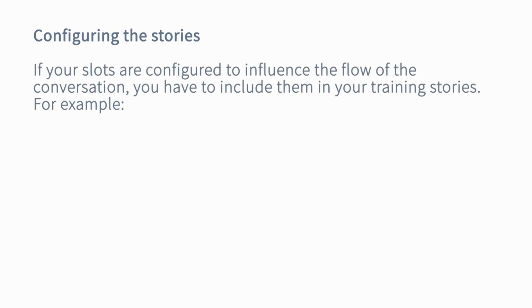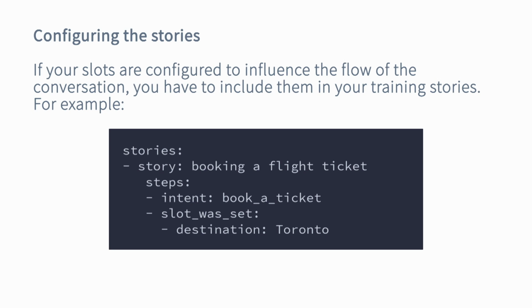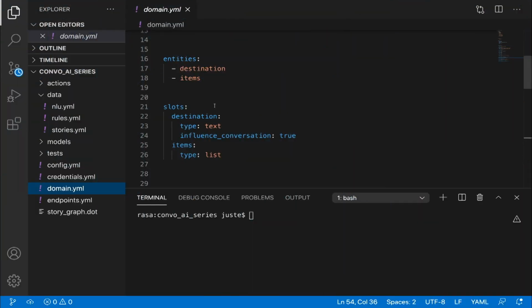If you have some slots that are configured to influence the flow of the conversation, you will have to include them in your training stories in order to teach your assistant to respond in a specific way depending on whether or not a specific detail has been provided or depending on the value of the slot, and that depends on the type of the slot that we will talk about very soon. To illustrate that, I would like to go back to my Rasa example project. And we will talk about exactly the same example.